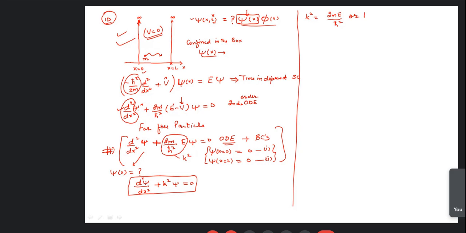Or this k is under root, or let me say that this k square times h bar square is equals to 2mE. And if I shift 2m to the left hand side, you see that this is h bar square k square divided by 2m.